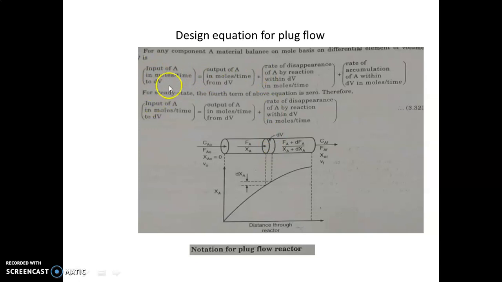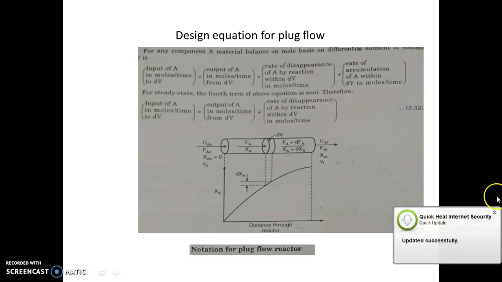So this is our general equation. Input of A is equal to output of A, plus rate of disappearance by reaction, plus rate of accumulation. All this material balance is made for this differential element dV. And for steady state, the fourth term, the accumulation term, becomes 0. Therefore this equation becomes: input of A in moles per unit time to dV is equal to output of A in moles per unit time from dV plus rate of disappearance of A by reaction within the dV in the molecules.